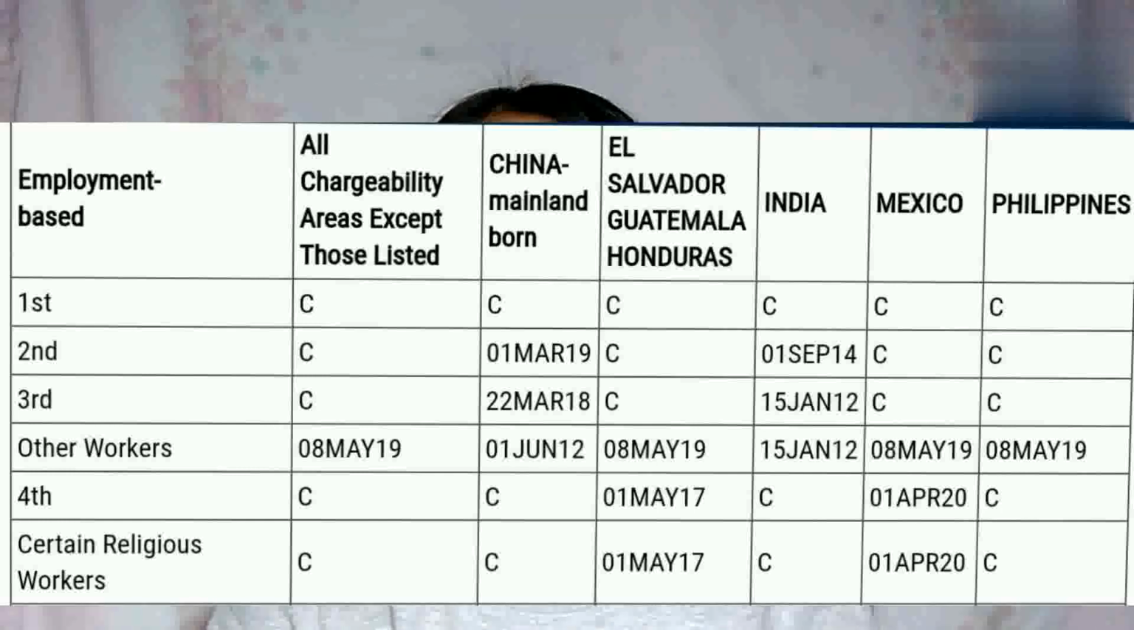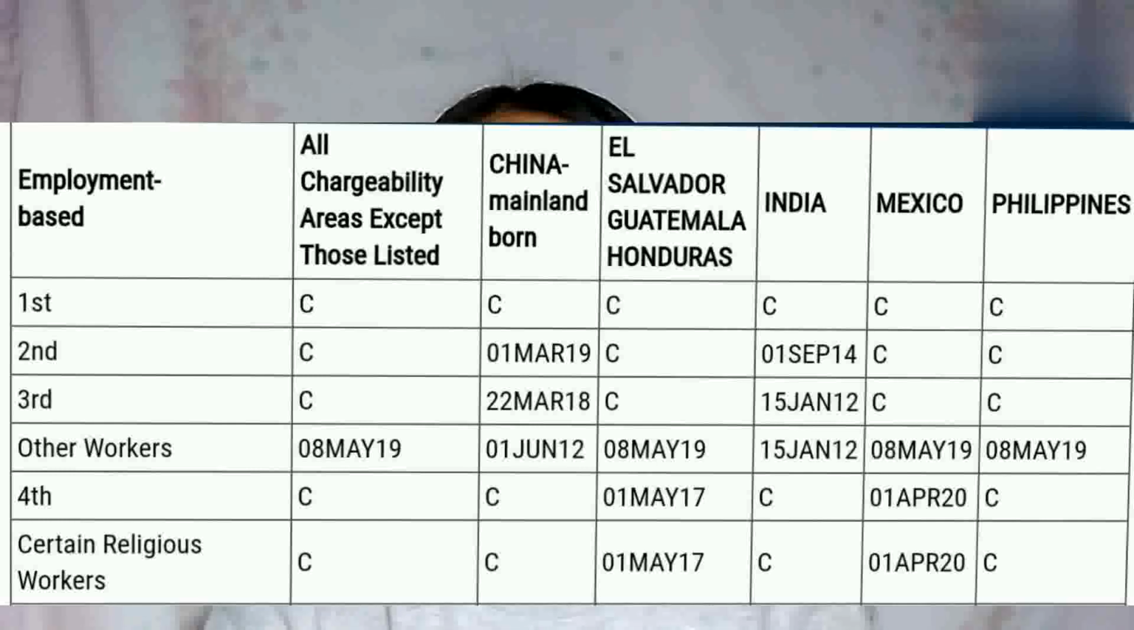Fourth, for employment-based, all chargeability areas except those listed is current. China mainland-born is current. El Salvador, Guatemala, and Honduras is May 1, 2017. India is current. Mexico is April 1, 2020. Philippines is current.